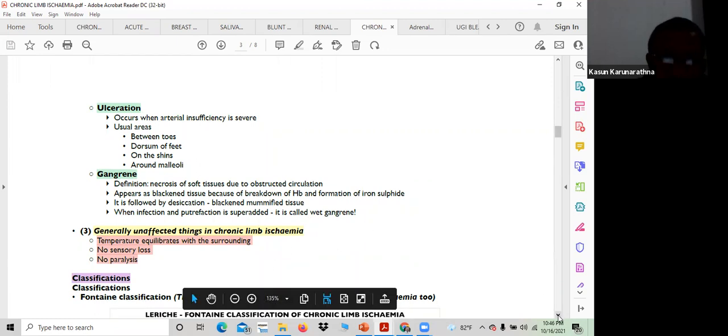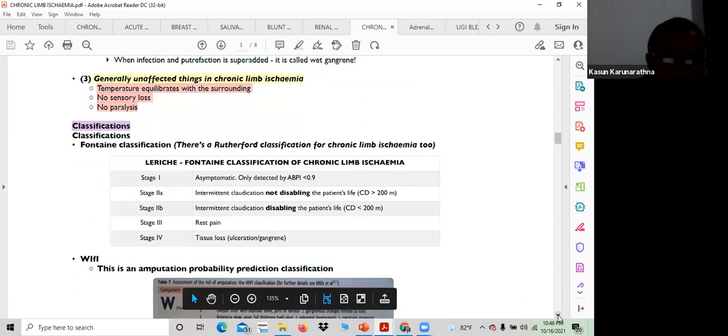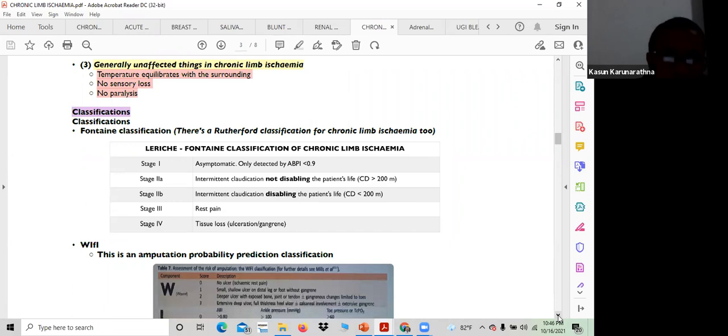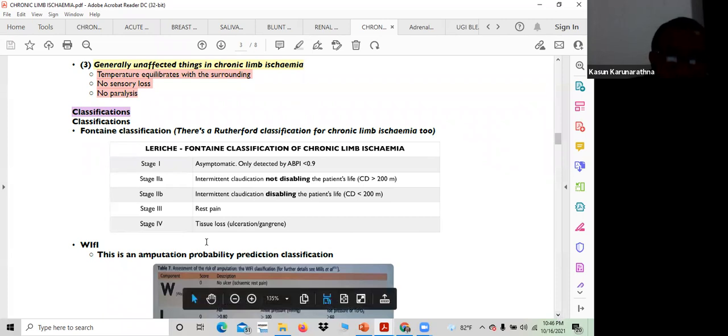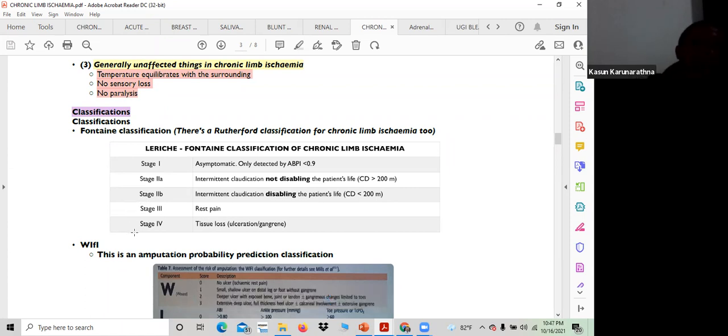Fontaine classification: stage 1 asymptomatic, stage 2 intermittent claudication, not disabling because claudication distance is more than 200. Stage 2B is claudication distance less than 200. Stage 3 is rest pain and stage 4 is tissue loss. So stage 3 and 4 both are included in critical limb ischemia. All right.